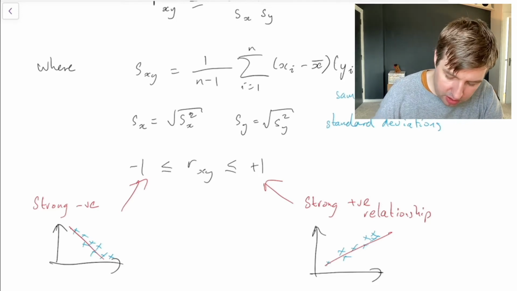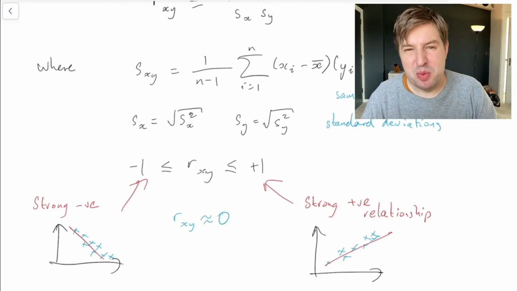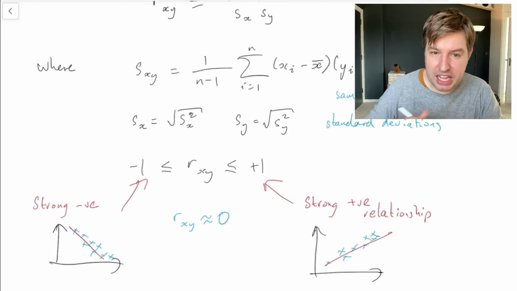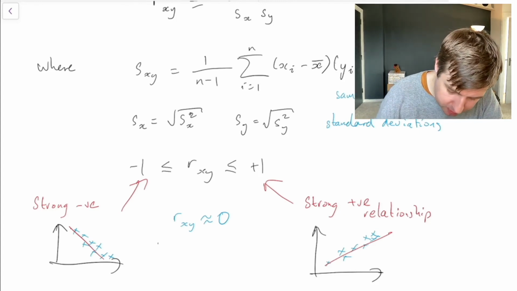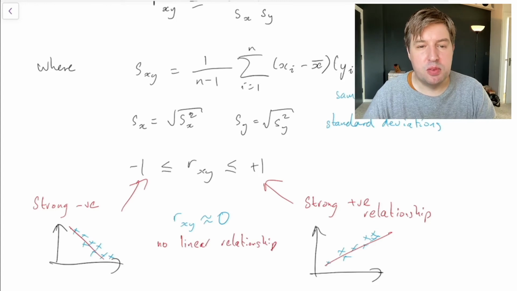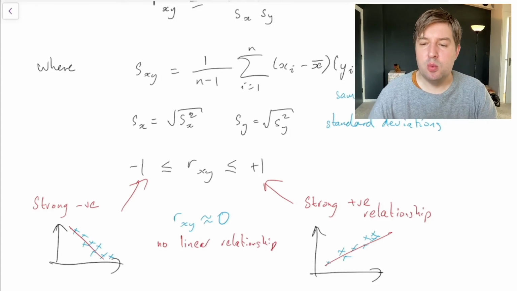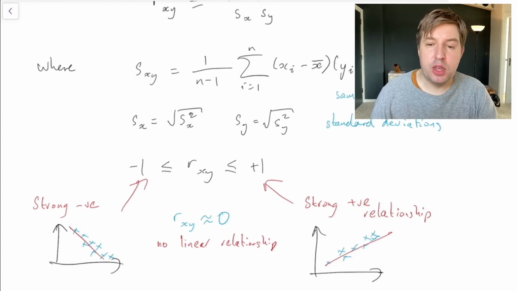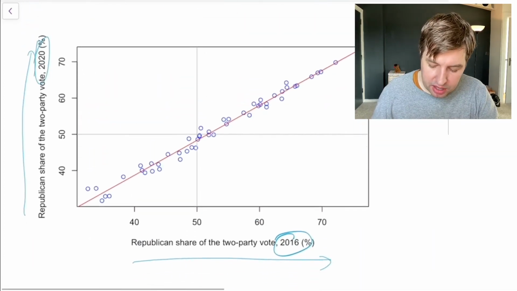Whereas in the middle, if Rxy is quite close to 0, say +0.1 or -0.1, that means there isn't really any straight line relationship, no linear relationship. There might be some relationship between x and y, but the correlation tells us whether there's a clear straight line relationship or not.